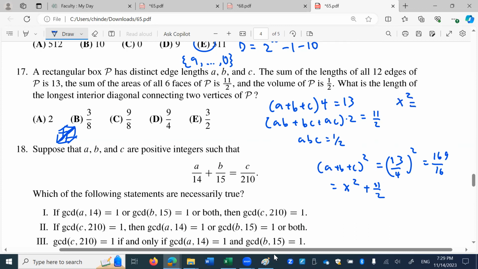So it looks like x squared should equal 169 over 16 minus 11 over 2. 11 over 2 is better known as 88 over 16. So we're going to have 169 minus 88, which means 81 over 16. Take a square root of that. We have an answer.